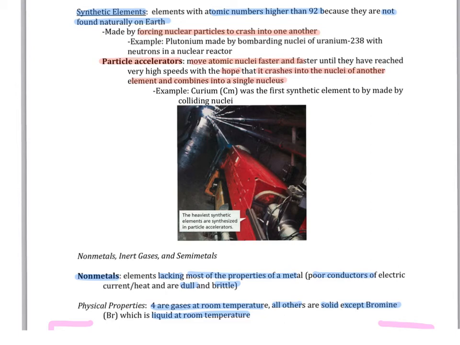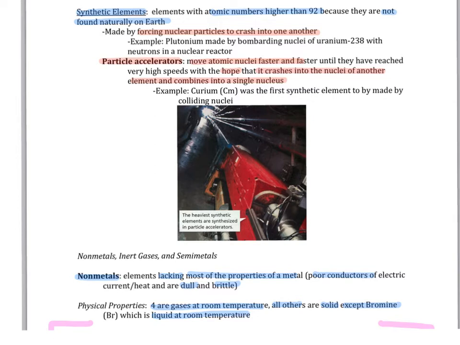As we continue to explore the periodic table, it's important to acknowledge the synthetic elements. These are the elements with atomic numbers higher than 92 because they are not found naturally on Earth. They are made by forcing nuclear particles to crash into one another. An example is plutonium. It is made by bombarding the nuclei of uranium-238 with neutrons in a nuclear reactor.